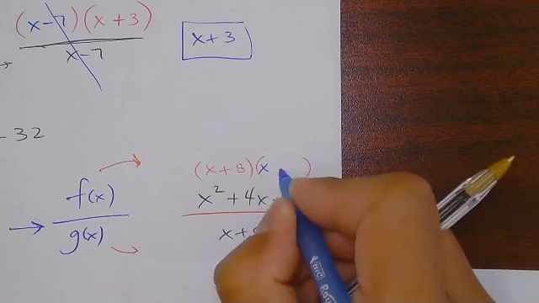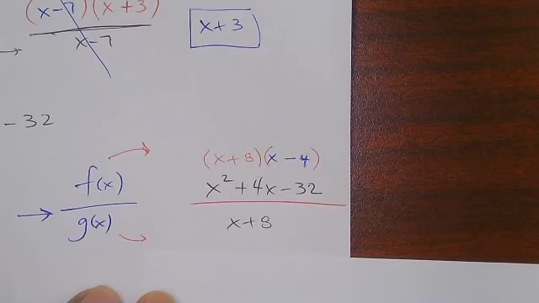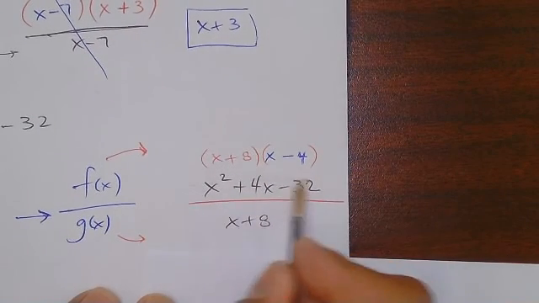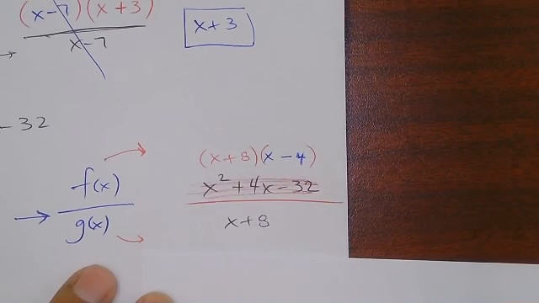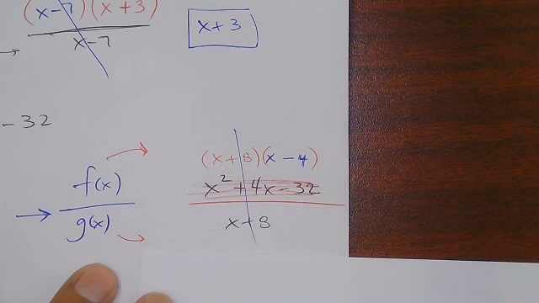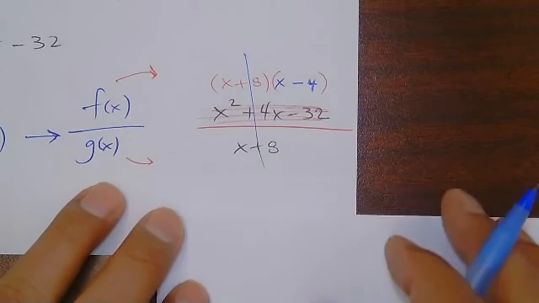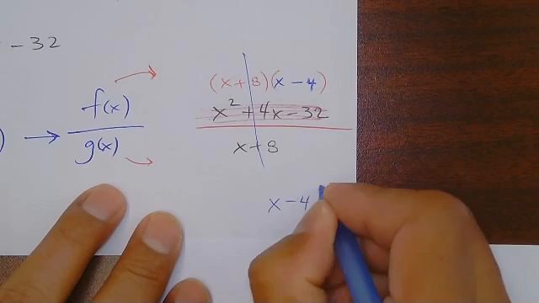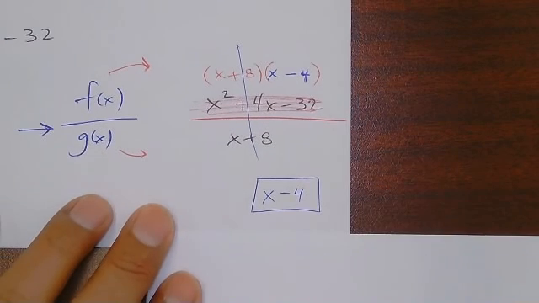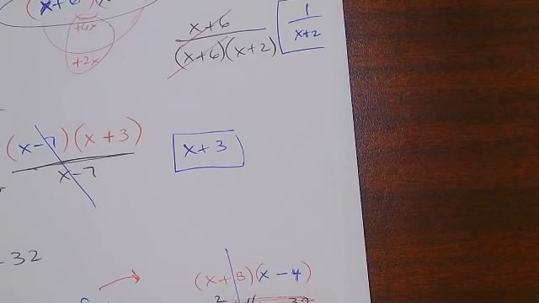This would have to be what? x. x times x to give me the front. 8 times what gives you a negative 32? Negative 4. All right, so this replaces this one. And now you've got this over this. And then obviously you know what happens, those divide out. Your answer is x minus 4 over 1. Well, that's just x minus 4. All right, there it is.